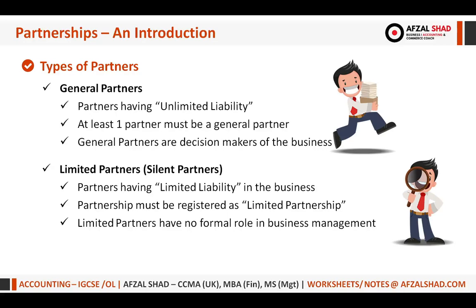Then limited partners have no formal role in business management. So as said, in general partners, they are the decision makers because they are taking the risk. Limited partners are not taking the risk, so they are not making any day-to-day decisions in the business. I hope this is quite clear now.